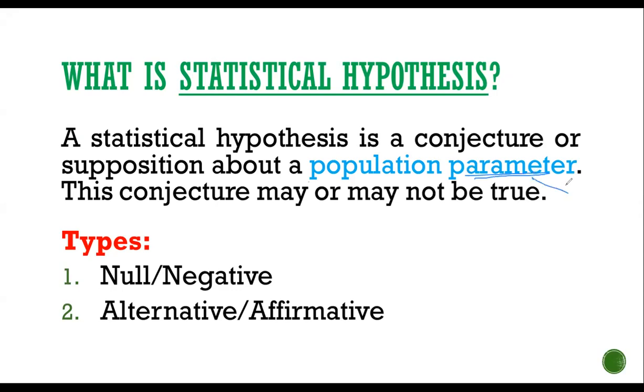And we will only utilize two parameters, your population mean and of course your population proportion. I repeat, we will only utilize two parameters, your population mean and your population proportion. No more, no less. And your statistical hypotheses are divided into two types. Okay? We have here your null or negative, alternative or affirmative. Same yung definition nila, yan, null or negative, alternative or affirmative.